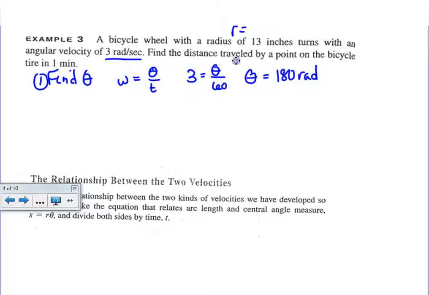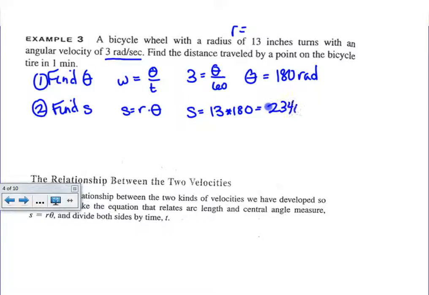They want to know the distance. Well, the distance traveled is the arc length. So I'm going to go back to our formula. Our second goal here is to find arc length. I'm going to go back to our formula from the last section that said arc length is radius times the central angle. So s equals, radius was 13 inches, and now our central angle is 180 radians. So that comes out to 2340, and then remember 13 was in inches, so that would be inches.